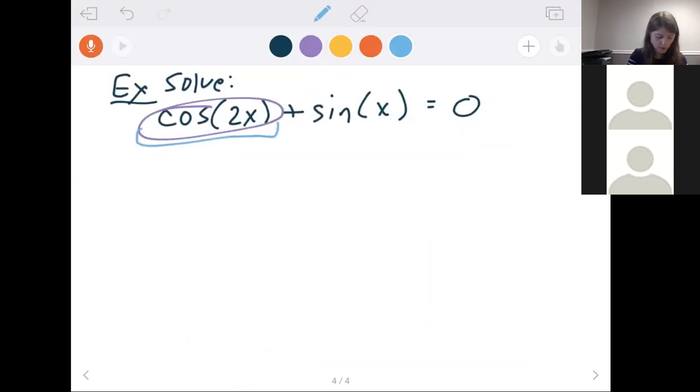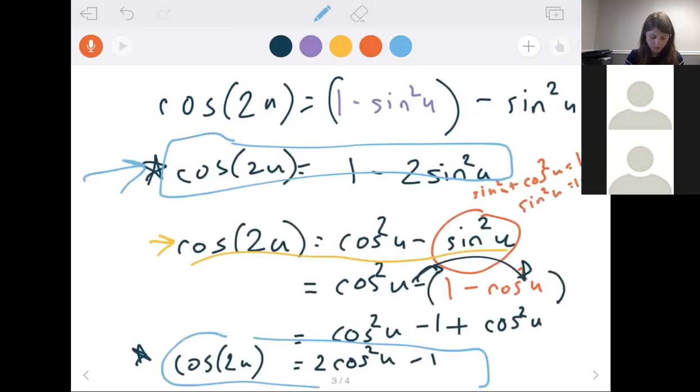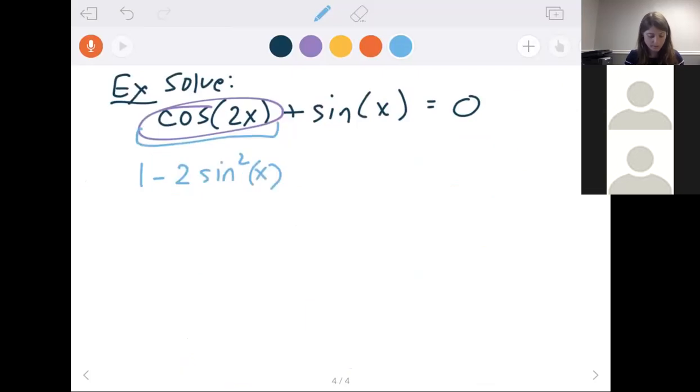So we're going to have 1 minus 2 sine squared, and instead of u, we've got an x. So just be careful. One of the things I do most frequently when I'm looking at these, sometimes I accidentally put, instead of the x here, a 2x or just some sort of typo there.